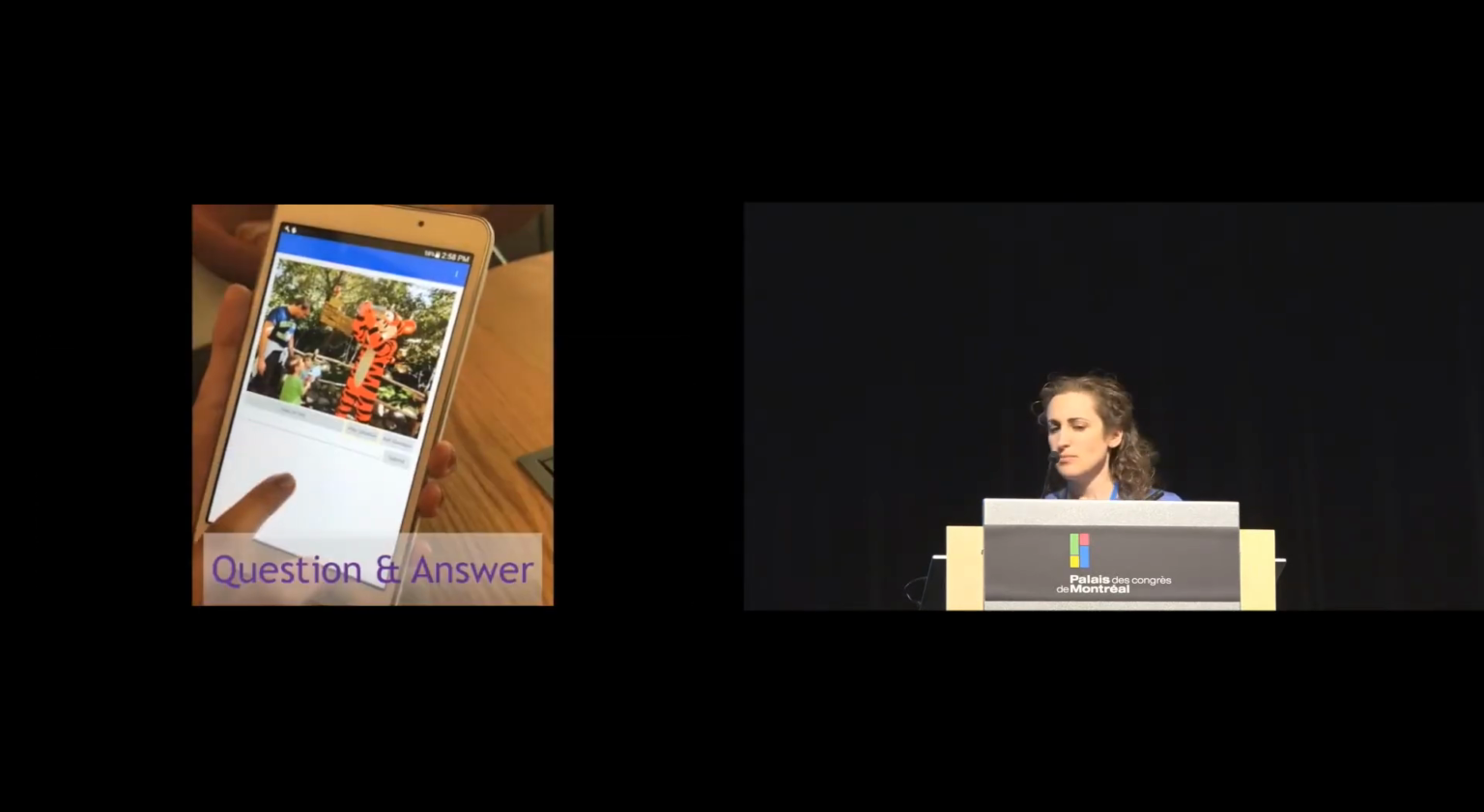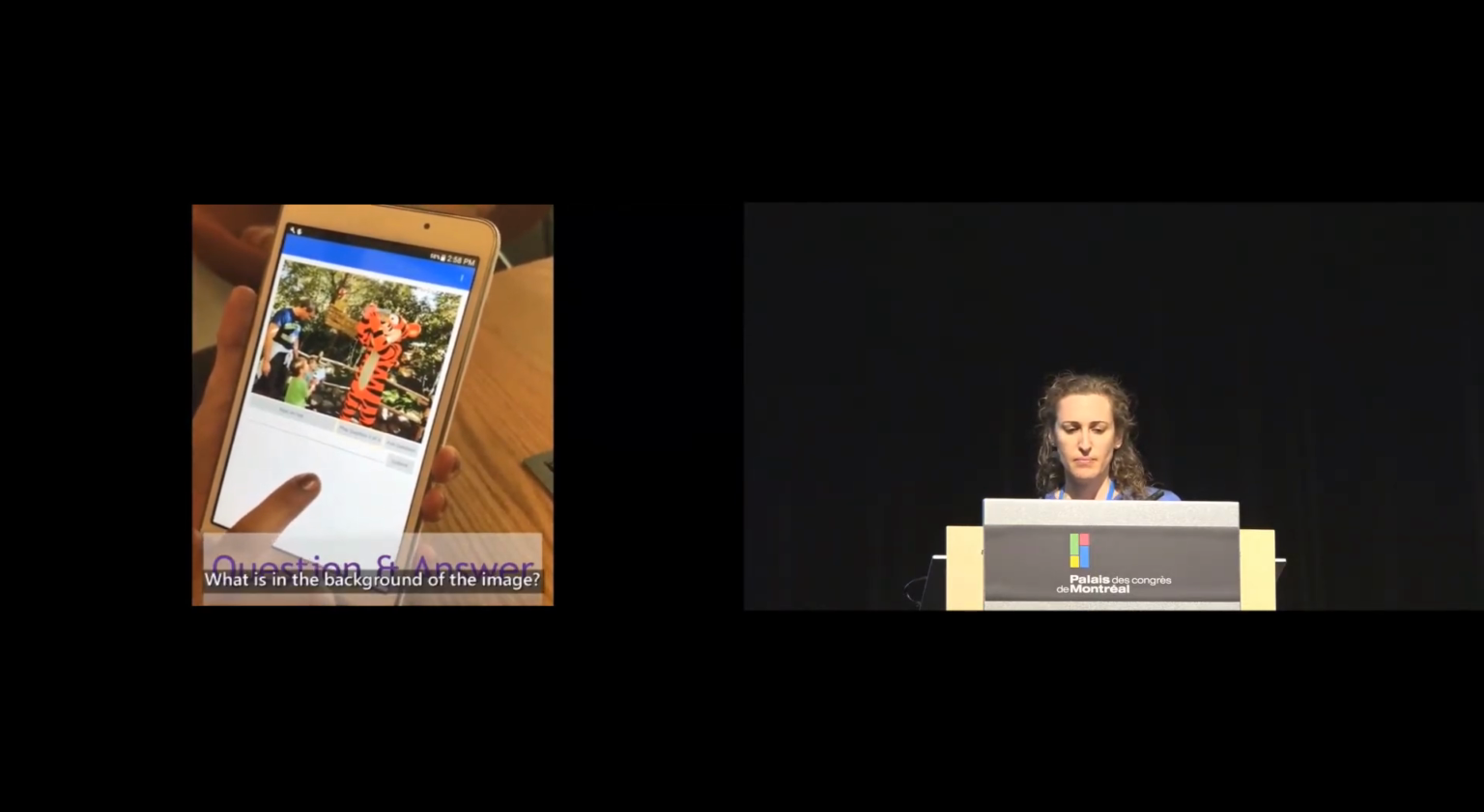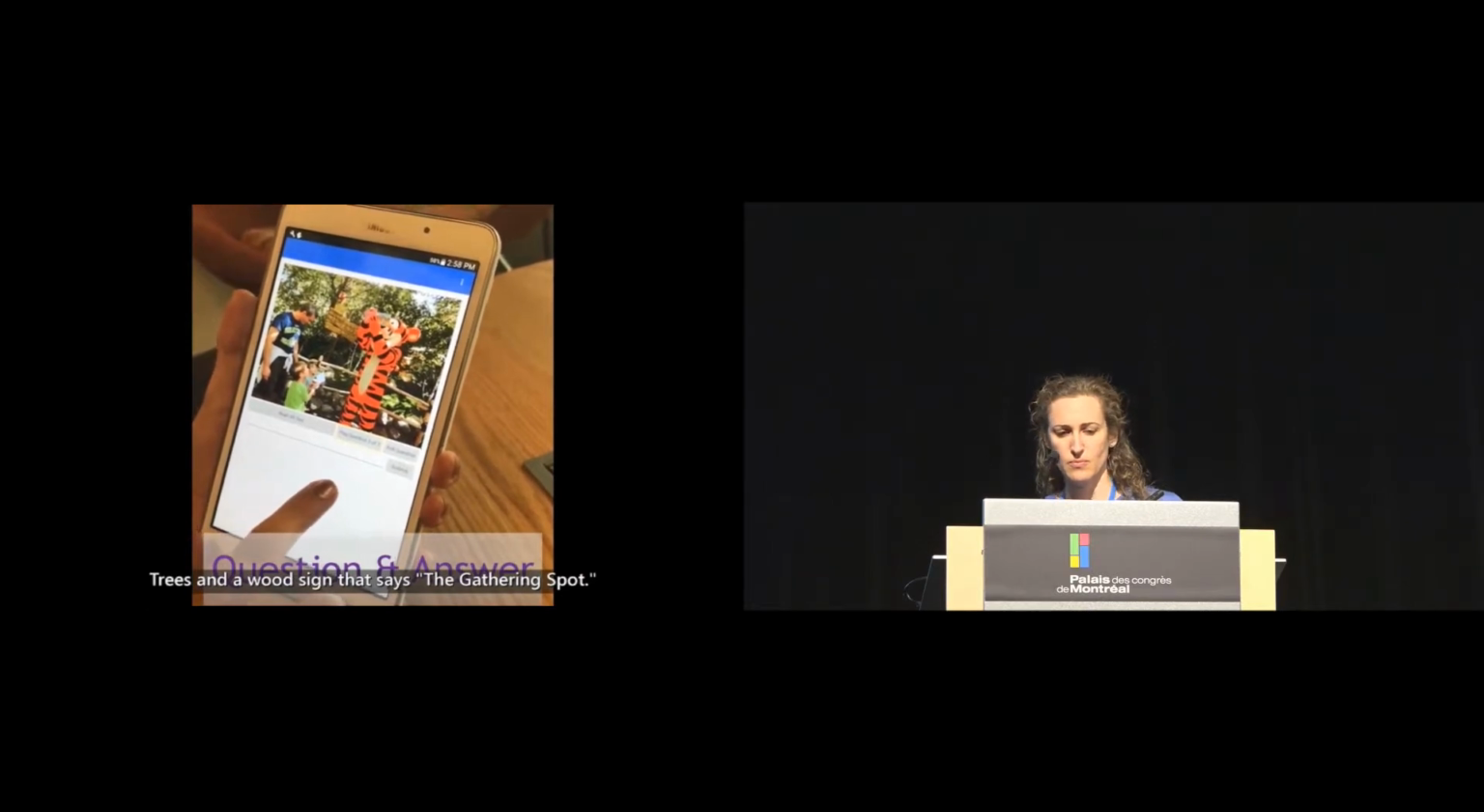She taps the screen. Who is in the family? A father and two small children. What is in the background of the image? Trees and a wood sign that says the gathering spot.